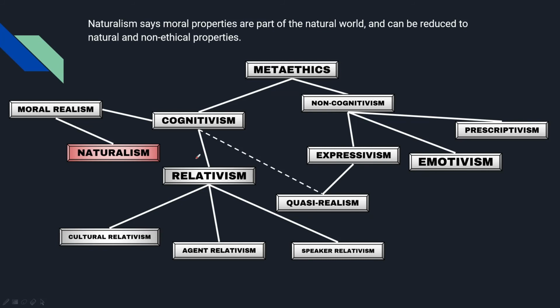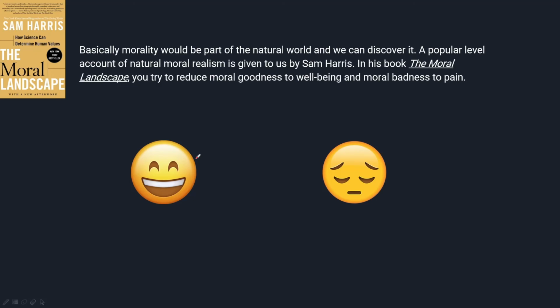Naturalism says moral properties are part of the natural world, and can be reduced to natural and non-ethical properties. Basically, morality would be part of the natural world, and we can discover it. A popular-level account of natural moral realism is given to us by Sam Harris in his book, The Moral Landscape. We try to reduce moral goodness to well-being and moral badness to pain.